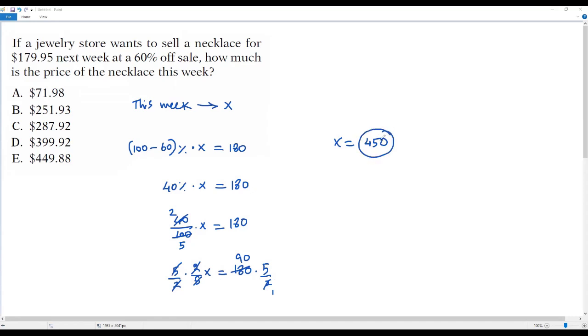That is $450. That is an approximate price because we have rounded this value to the nearest integer. When I go over the answer choices, the value which is very close to this 450 is $449.88. That is, the price of the necklace this week is $449.88. The correct answer choice for this question is C.